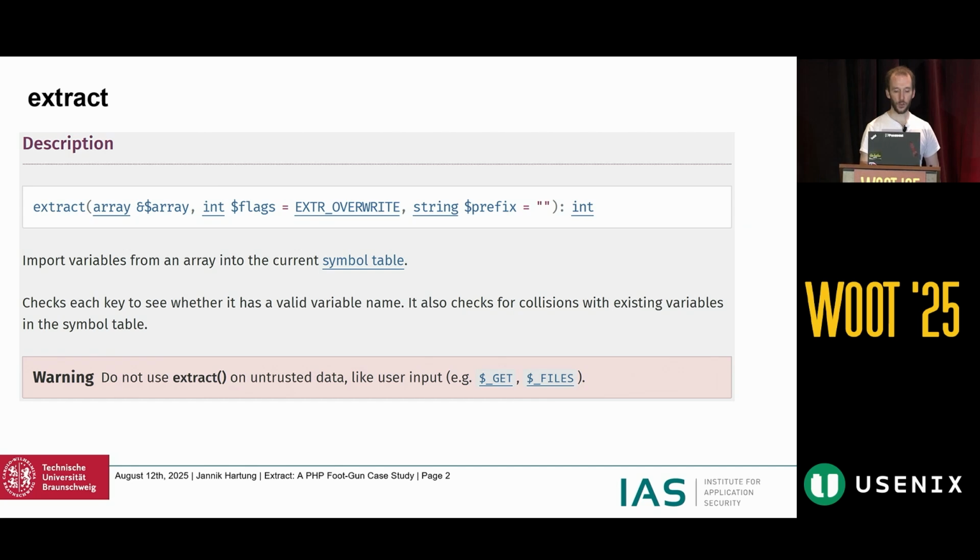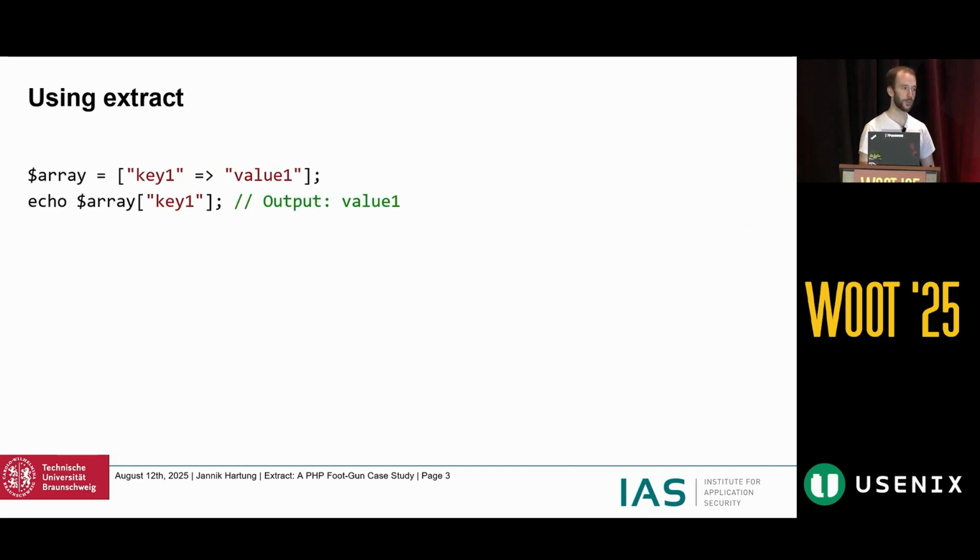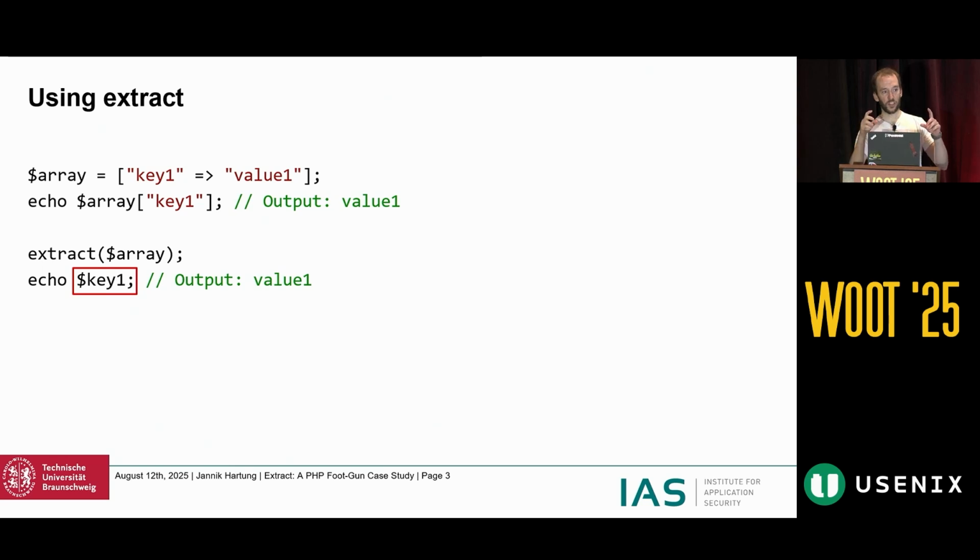First, I need to introduce the function itself, what it does and how it works. Then we have to look at some PHP code. So this is a normal array in PHP, and you can access it using these brackets. You access the key 1, and this would output the value of this key, which is value 1. Now if you use extract on this array, it extracts all the keys and puts them into local variables with the values in the array.